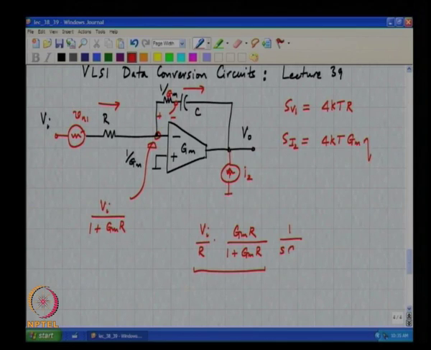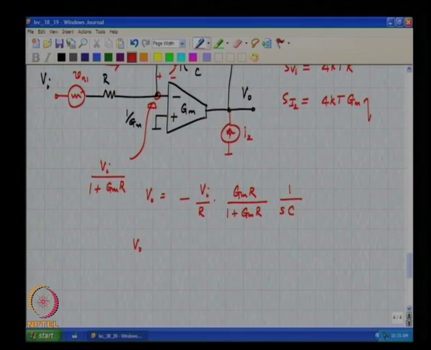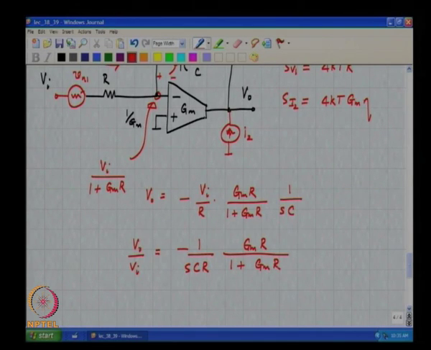So, the output voltage is simply this current flowing through 1 by sC. So, Vo is this. Vo by Vi is therefore minus 1 by sCR times GmR by 1 plus GmR. And this makes sense because we know that that resistor was there to cancel out the 0 in the first place, all right.